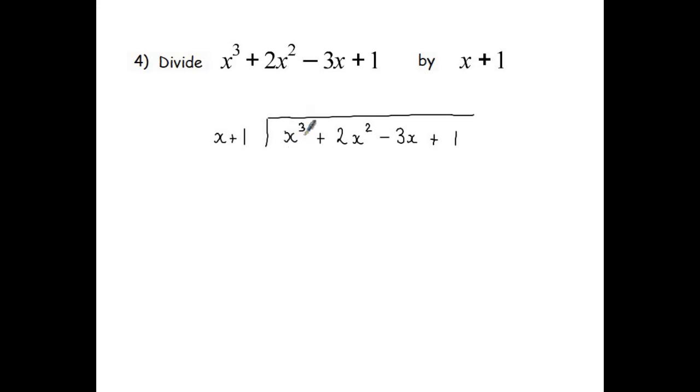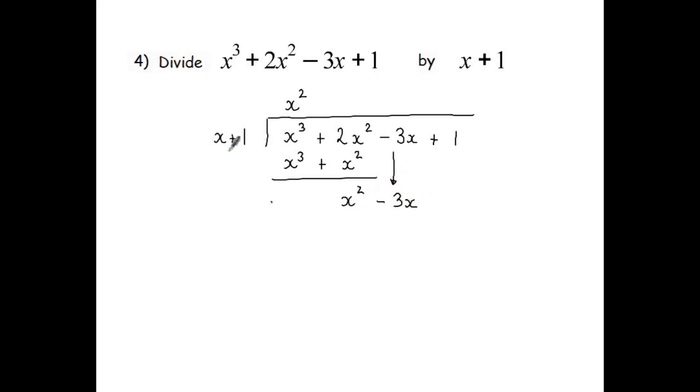So x cubed divided by x gives us x squared, and times out. So x squared times x is x cubed, x squared times 1 is like plus 1x squared, or plus x squared. And subtract, so x cubed take away x cubed is 0, 2x squared take away x squared gives you 1x squared, or x squared if you don't want to write the 1. Drag down the minus 3x ready, and go through it again.